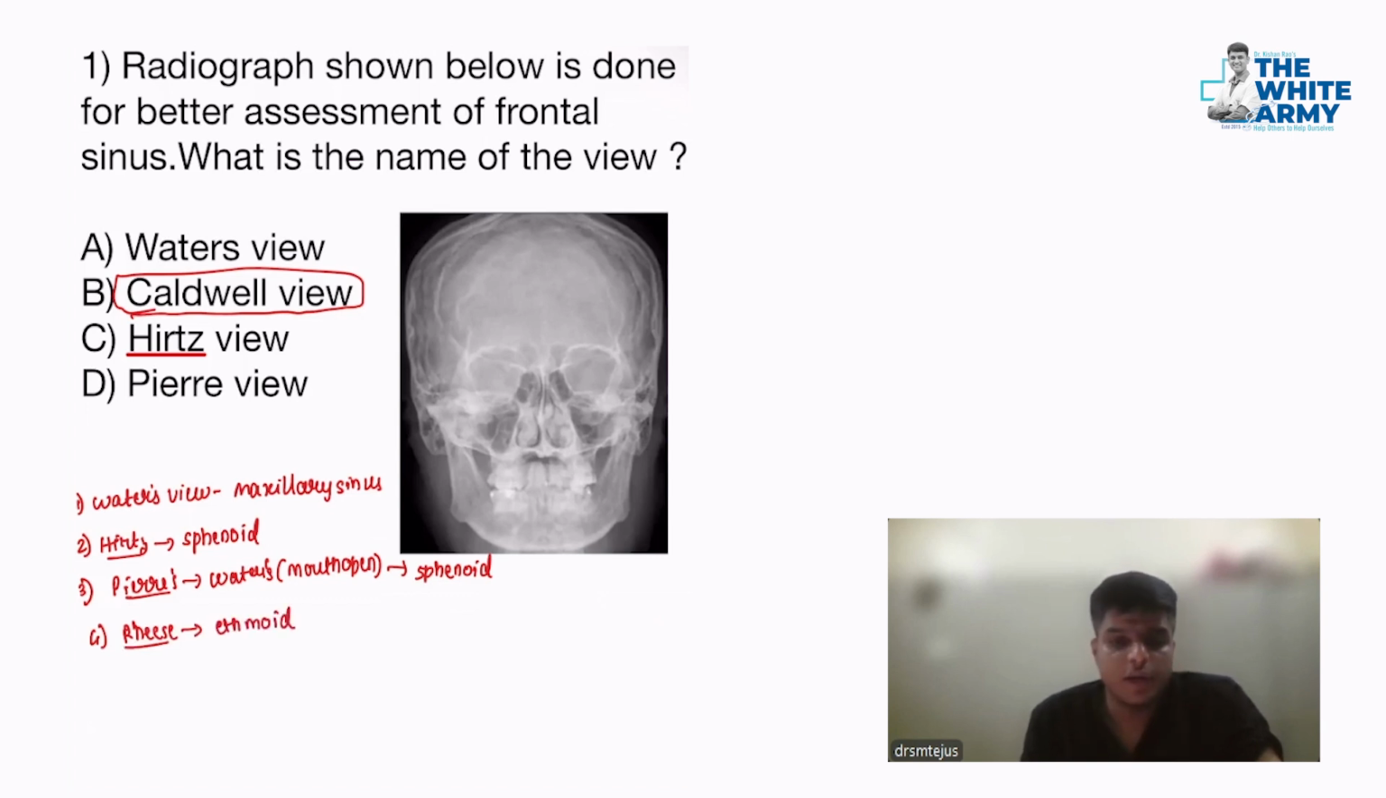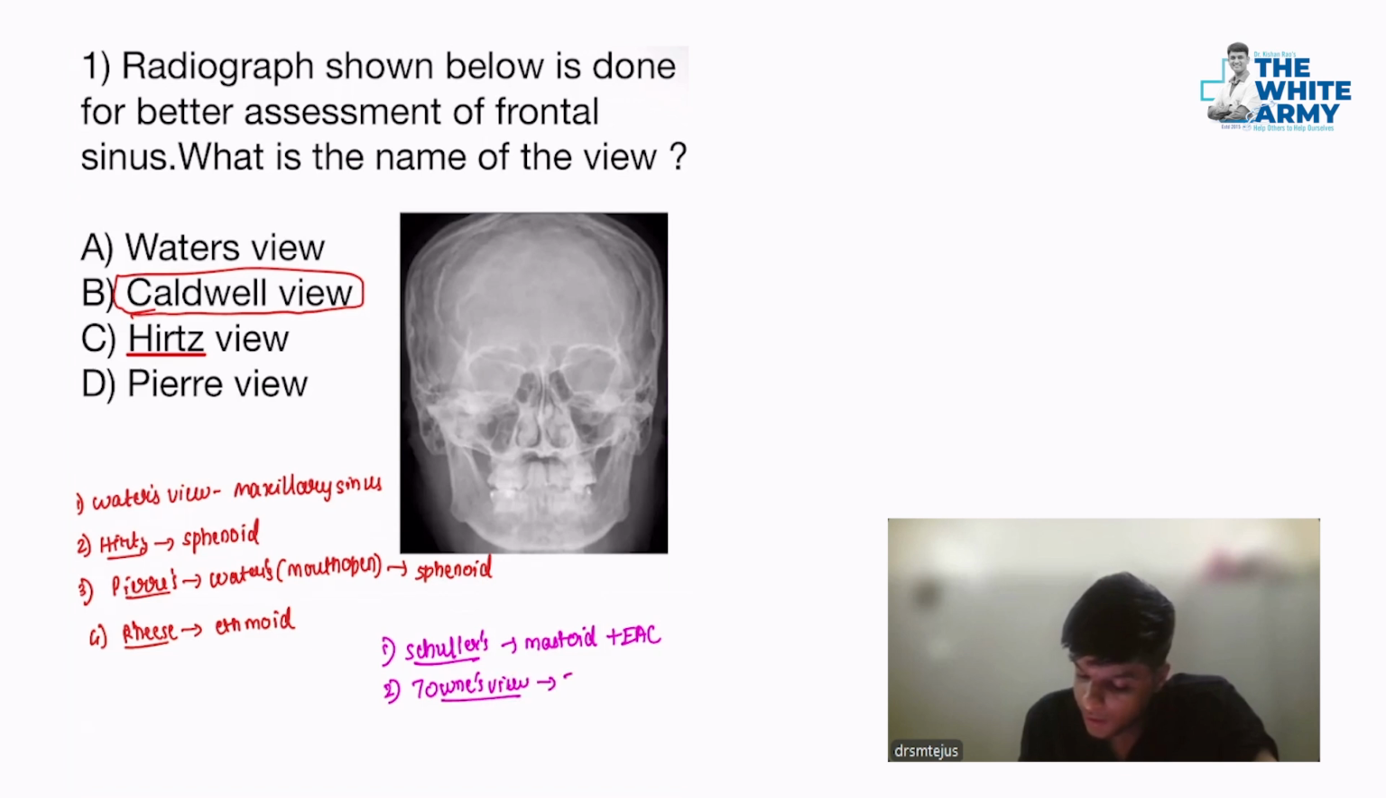The other views we discussed were in the ear. The first is Law's view, which was used for viewing the mastoid air cells and external auditory canal. And Towne's view was used for the internal auditory canal. Again, these are outdated techniques to view the sinuses with X-rays; we no more use these. So this was a straightforward answer. The answer to this question is Caldwell view or fronto-occipital view. Let's move on to the next question.